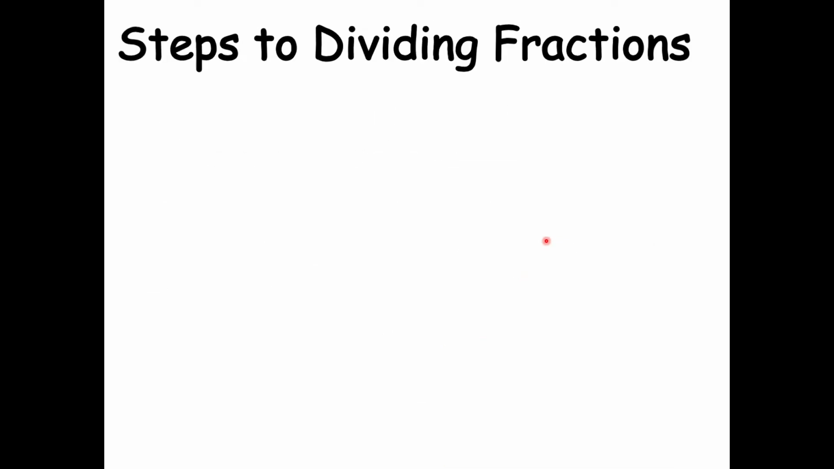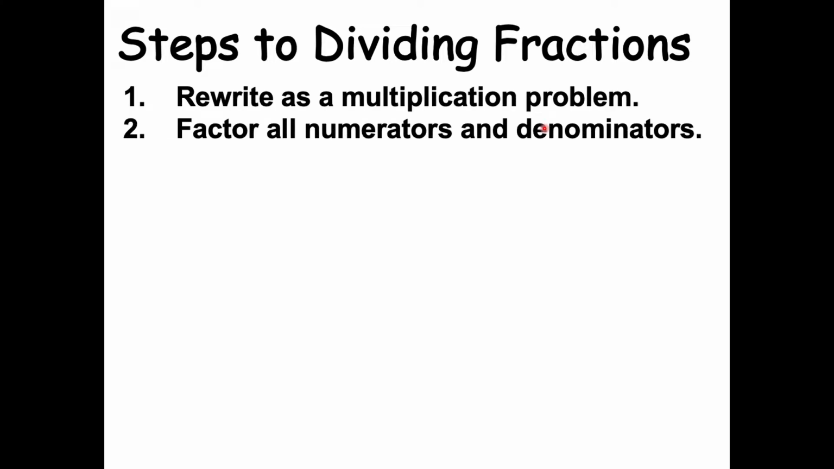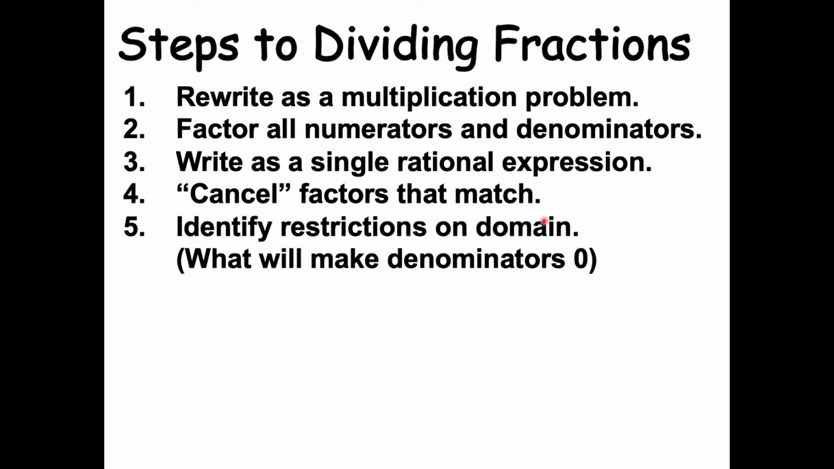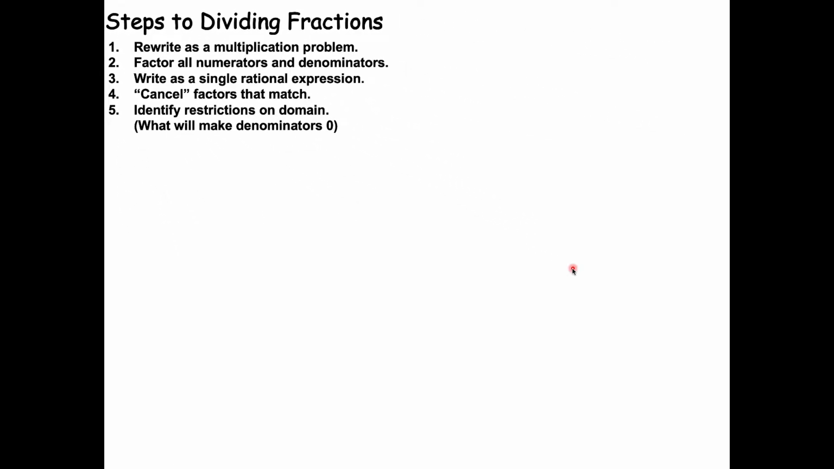All right, so the basic steps to dividing rational expressions: rewrite as a multiplication problem. Then factor all of your numerators and denominators. Write as a single rational expression. And then cancel factors that match. That's the simplifying step. And then we still need to identify any restrictions on the domain. And if you remember, that's whatever makes the denominators 0. Okay, so let's see this in action.